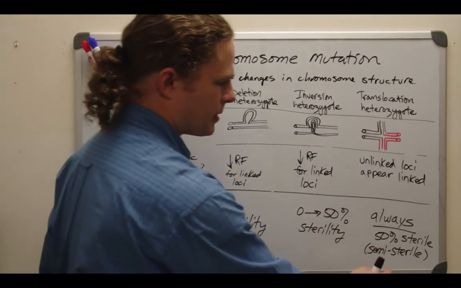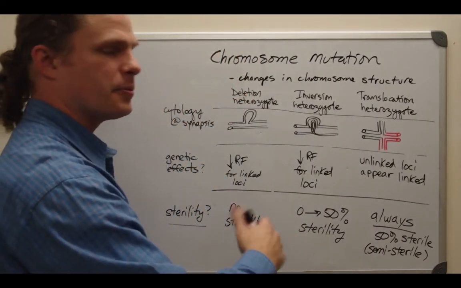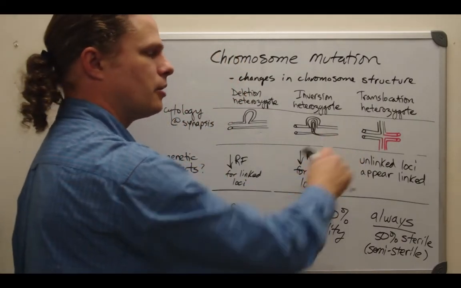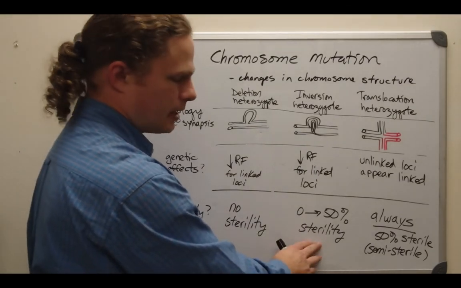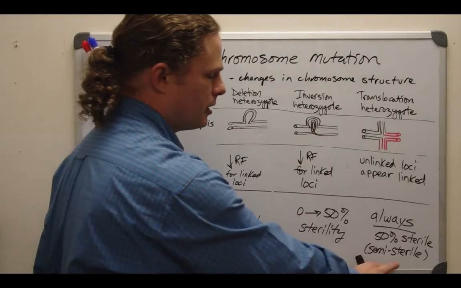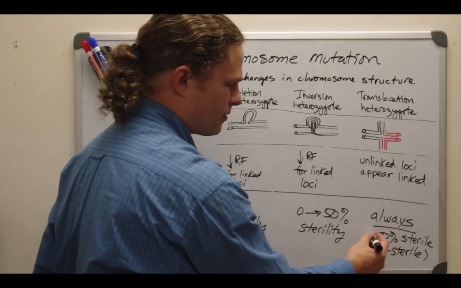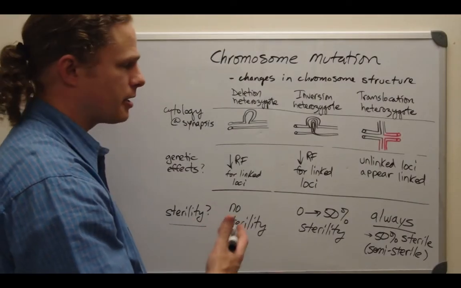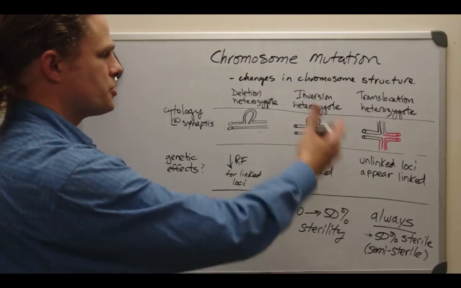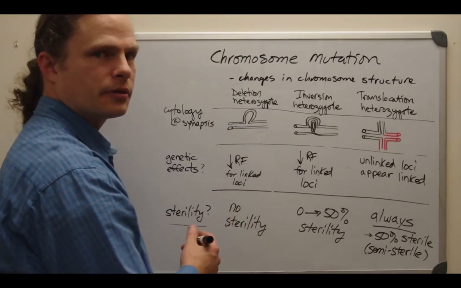And the reason for that is because this is dependent on independent assortment. Independent assortment, 50% of the time, will segregate non-compatible chromosome structures. So whereas the sterility here is based on crossing over, the sterility here is based on independent assortment, and that's why it's always 50%. So when you're faced with a question on an exam or a problem set, you can use this chart as a way to help you identify what you're dealing with in a particular question.